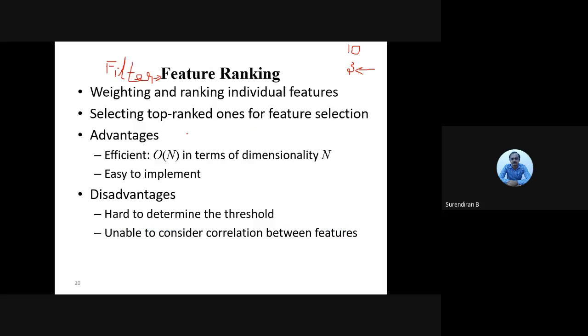Now here in feature ranking, it will rank all the features. It will not select the best subset. We have to select the best subset. And here, what is the threshold? What is the best subset? We have to determine ourselves. That is the disadvantage of these ranking algorithms. And it is easy to implement. The feature ranking algorithm performs faster.